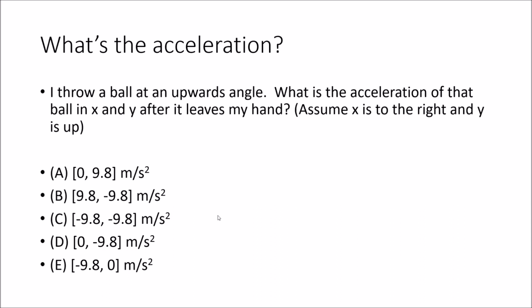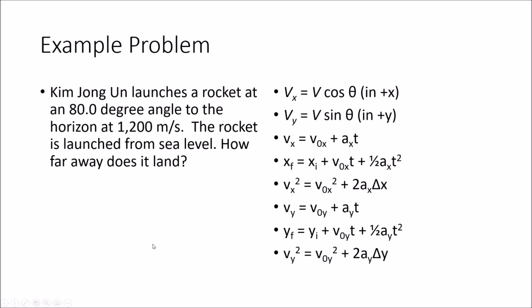And we're going to use this a bunch for two-dimensional kinematics problems where we have multiple directions and angles that we're dealing with. The first one is kind of an evergreen question. This example: Kim Jong-un launches a rocket at an 80-degree angle to the horizon at 1,200 meters per second.